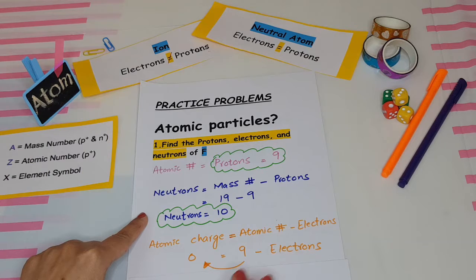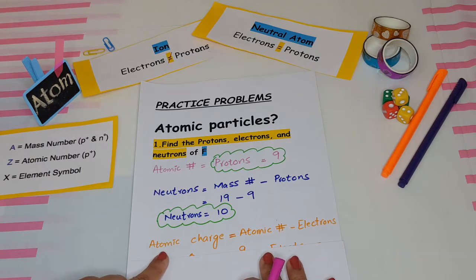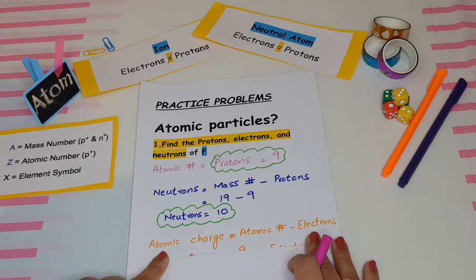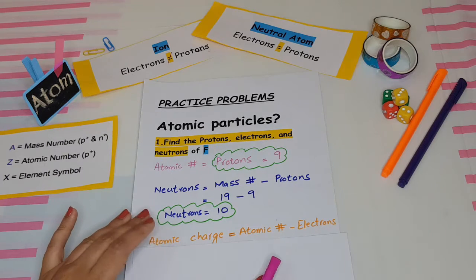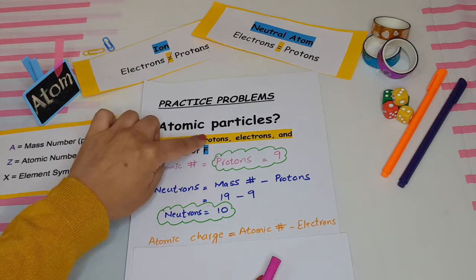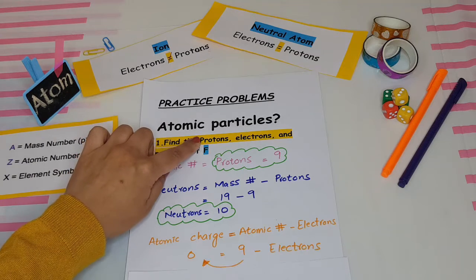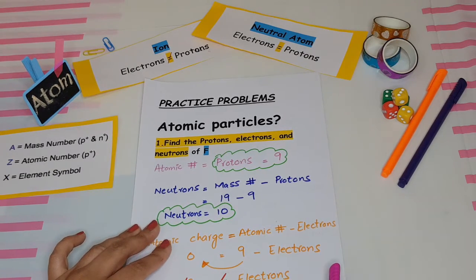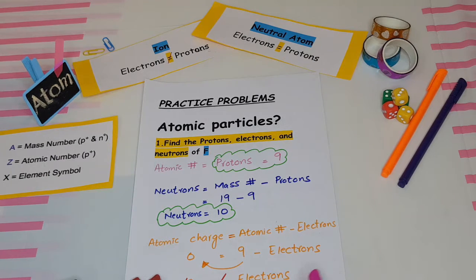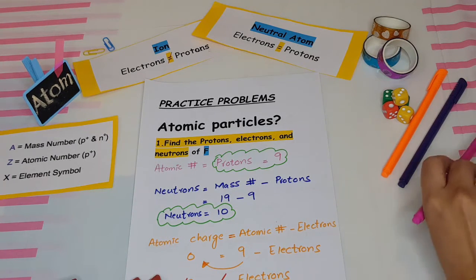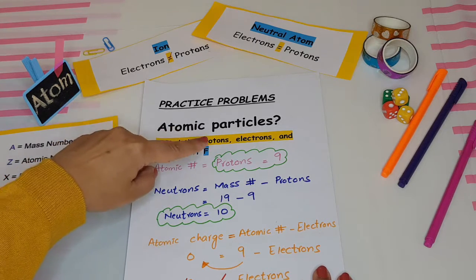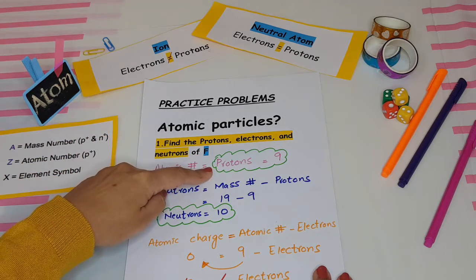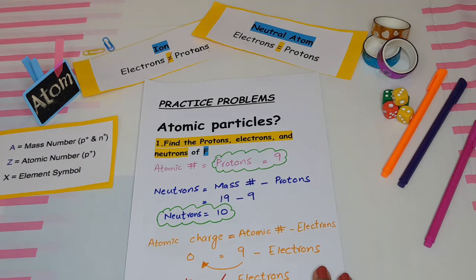To figure out the number of electrons, we will use the same equation. Atomic charge is equal to atomic number minus the number of electrons. In our case, the fluorine doesn't have any charge in the problem, so we are going to put 0 as atomic charge here, atomic number 9, and we will find out the number of electrons. Solving the equation, we have found that the number of electrons is 9. So this is how we have found that the fluorine atom has 9 protons, 10 neutrons, and 9 electrons.